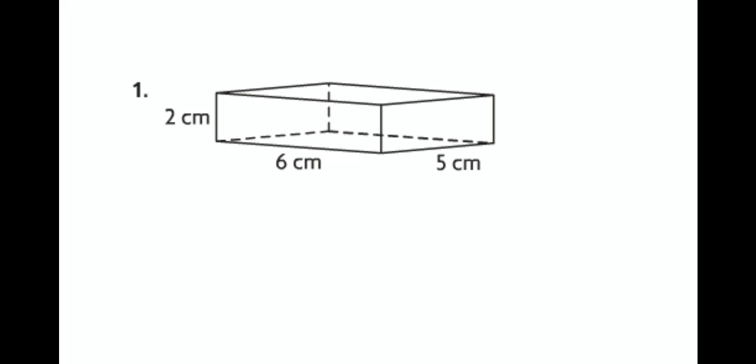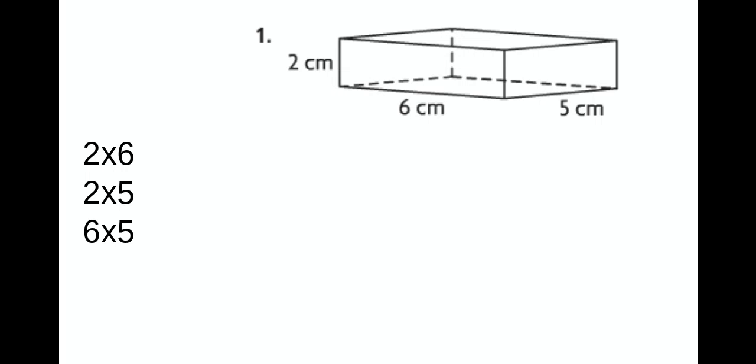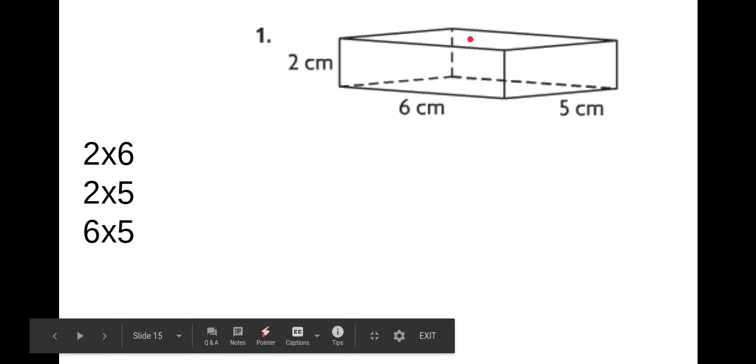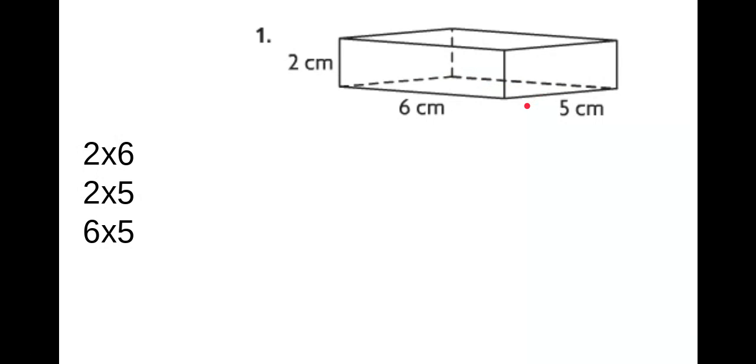Let's make every combination. You have 2 times 6, 2 times 5, 6 times 5. Order doesn't matter, but as you can see, the 2 is partnered with both the 6 and the 5, and then, of course, the 6 and the 5 are partnered with each other. Now, remember, you can only really see 3 sides. The dotted lines on a picture of a 3D object, when it's a 2D picture, that's supposed to be like you're seeing through to the other side.